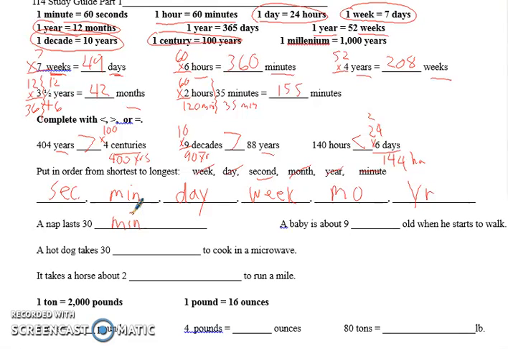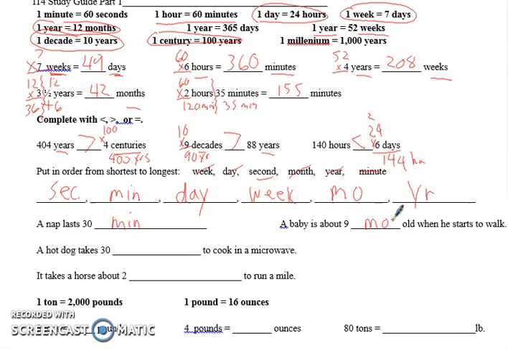A baby's about 9 blank old when he starts to walk. 9 days? Well, 9 minutes, 9 seconds, 9 hours. All way too short. 9 days. They can't even hold their head up yet. 9 weeks, 9 months. It's probably getting there. And I know some people go, well, my mom said I didn't walk when I was 9 months old. But then the next choice up goes to 9 years.